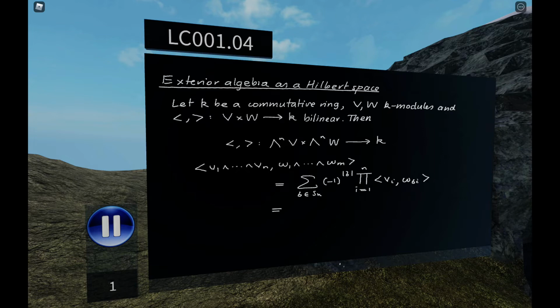A more compact way of saying that is that it's simply the determinant of the matrix obtained by pairing the v_i's and w_j's in all possible ways. So that's an n by n matrix. So you can check that's a bilinear form. You can see my tensor exterior symmetric notes for that. It's proposition 29.